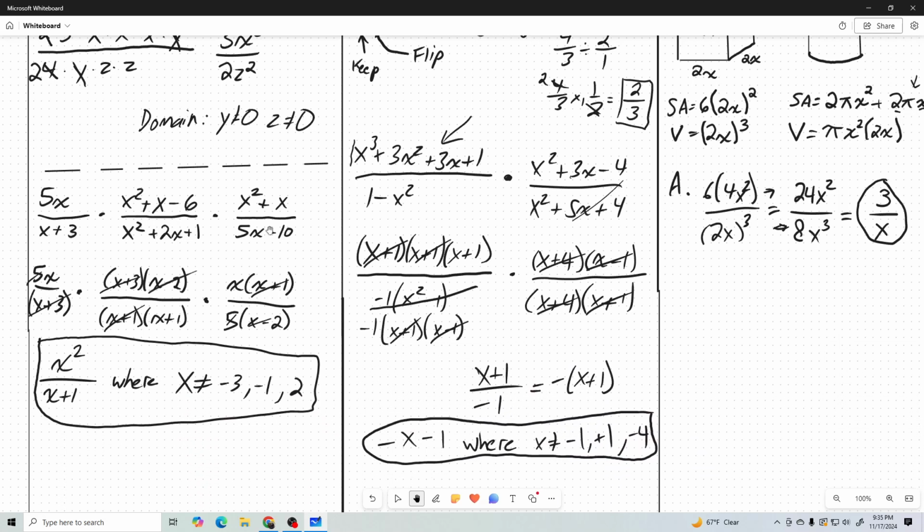So when we come down here, right, we had a problem where we had 3 expressions being multiplied together. All we did was factor the expressions, right? We factored all of these out, and then any factors they had in common on the numerator and denominator, we eliminated, and then we got our result here, x squared over x plus 1, and of course we established our domain.